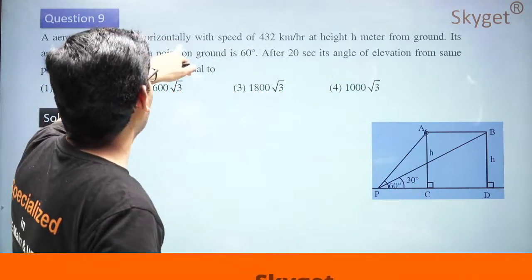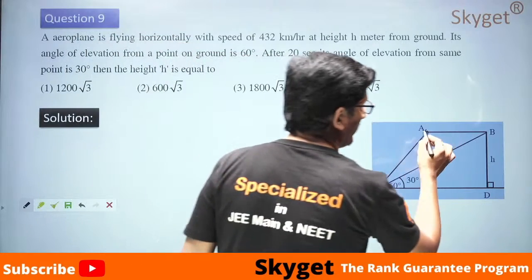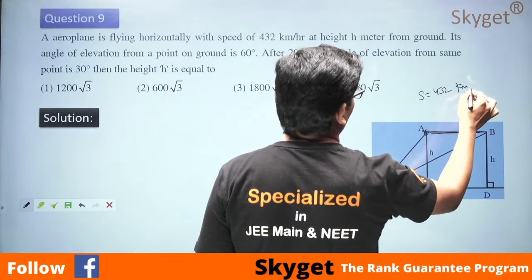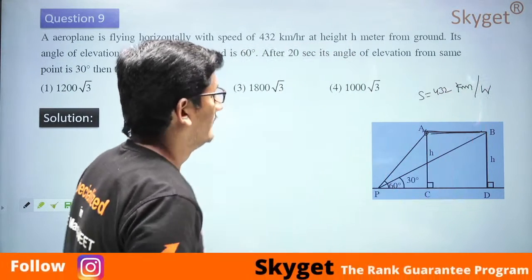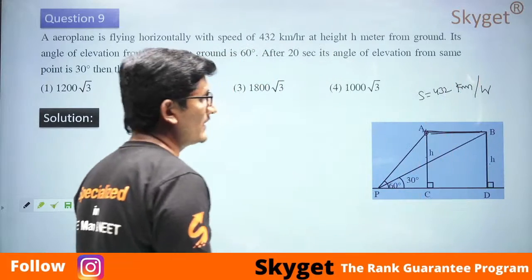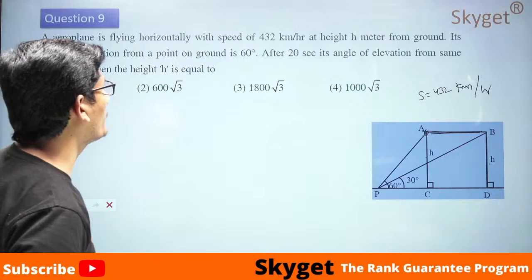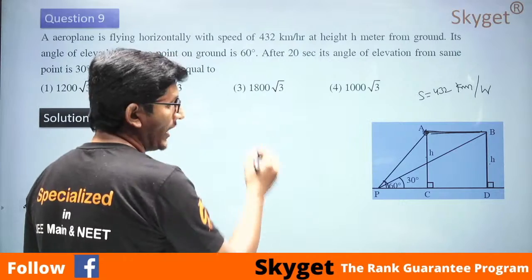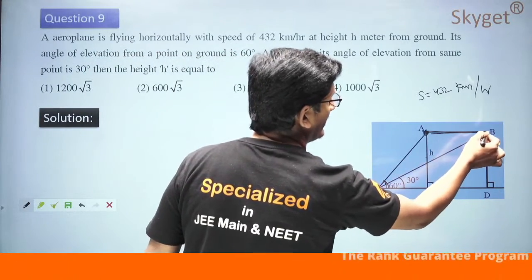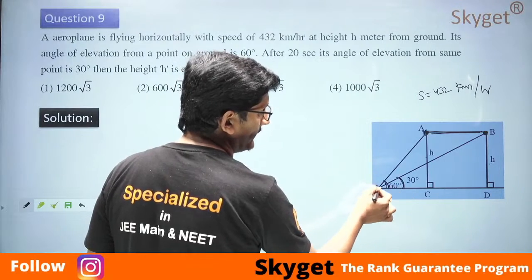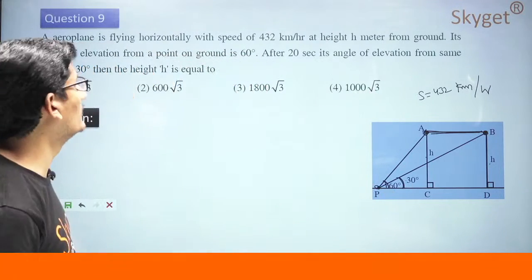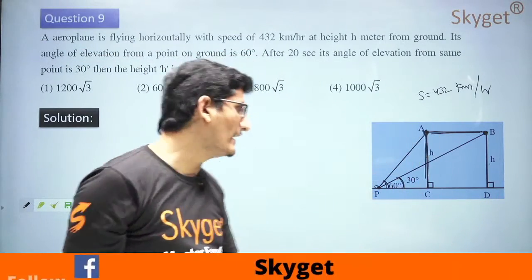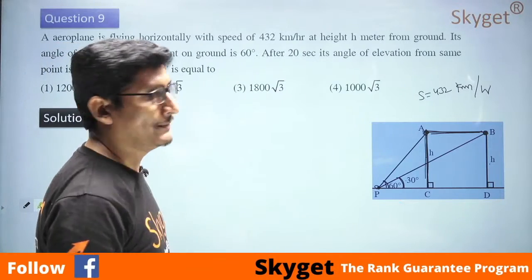The aeroplane is flying horizontally with a speed of 432 kilometers per hour. So speed is equal to 432 kilometers per hour. Next, the height will be h from the ground. The angle of elevation from a point on the ground is first of all 60 degrees. After 20 seconds the aeroplane is here, and now the angle of elevation from the same point is 30 degrees. So what is asked here? The height h is asked here.